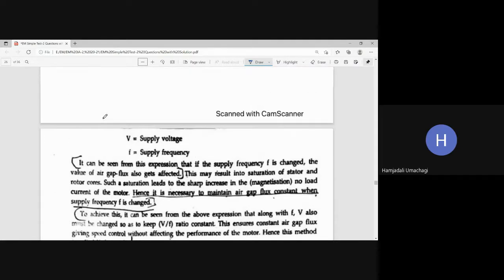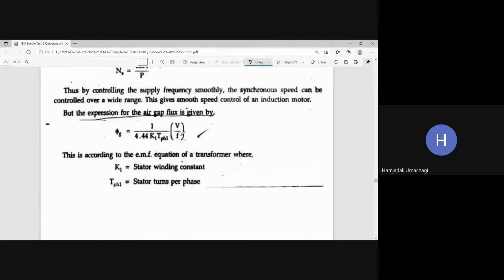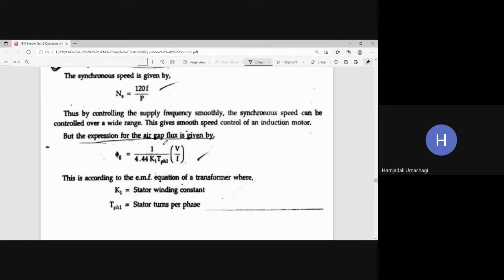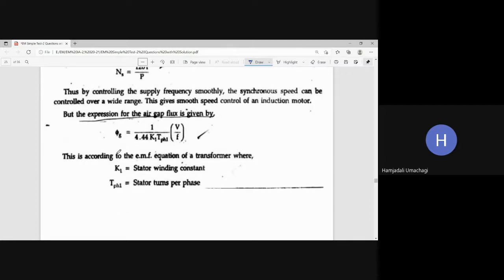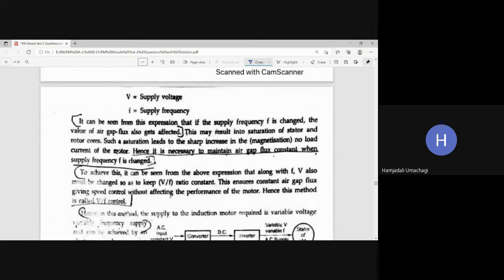This may result in saturation of the stator and rotor cores. In this expression, if I change the frequency to control the speed of the induction motor, ns, then since the flux is inversely proportional to the frequency f, there is a disturbance in the air gap flux value, which may cause saturation of the stator and rotor core parts.